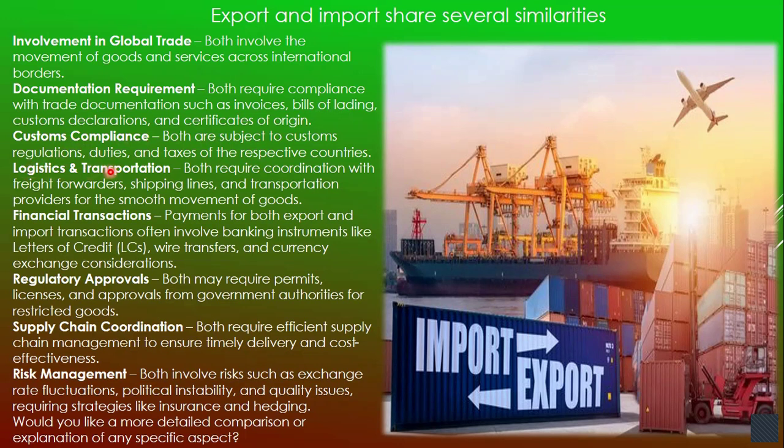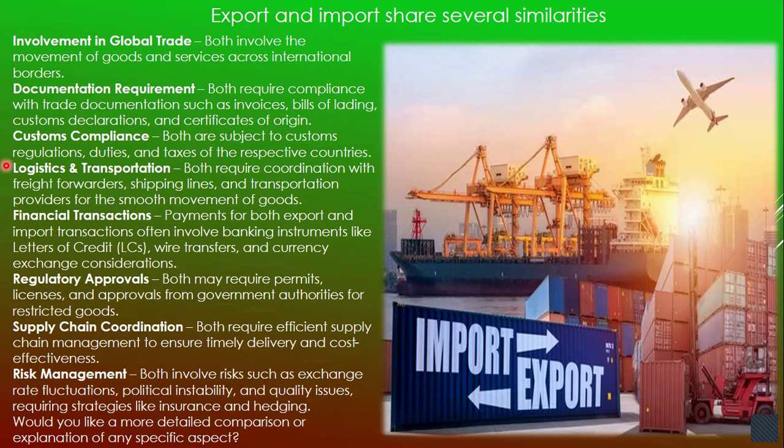Then, logistics and transportation. In both cases, export and import, we require logistics and transportation. We need a freight forwarder, shipping lines, and a transport provider for the smooth movement of the goods. For example, you are importing goods from China to India. In this case, we need shipping lines to move the goods from China to the Indian port. Then we need a customs house agent who will clear the goods at the seaport. Then with the help of transport, these goods will be delivered to our factory.